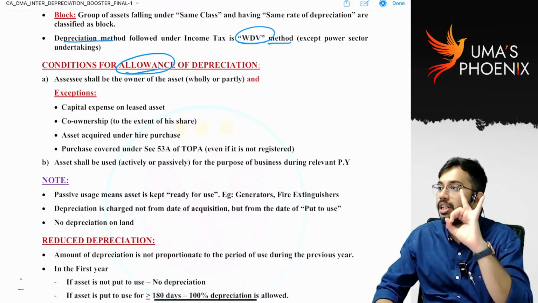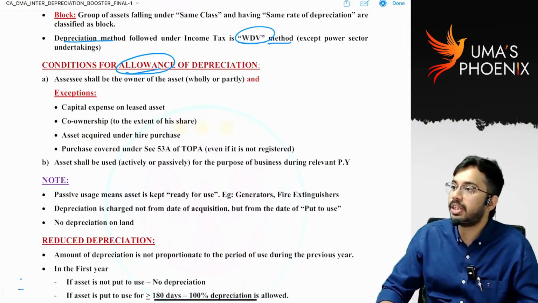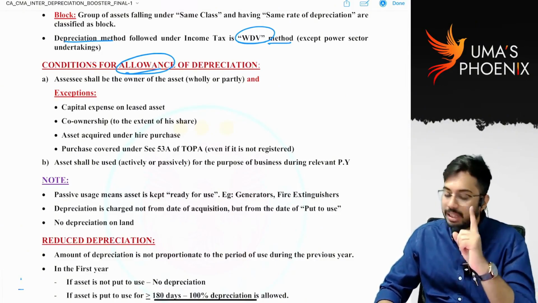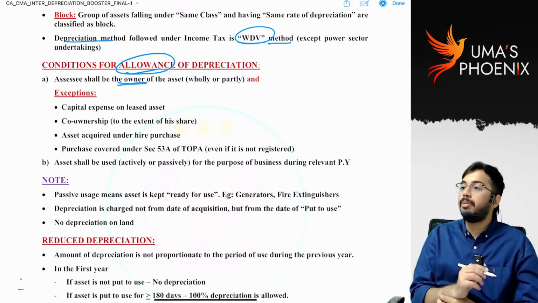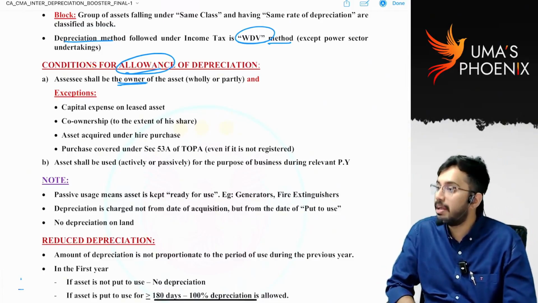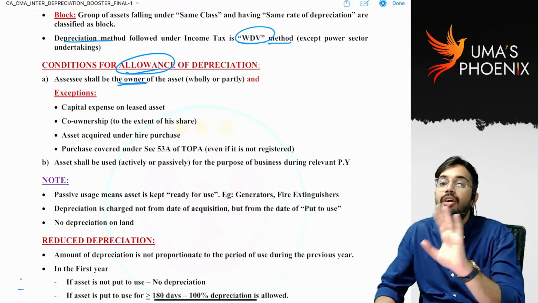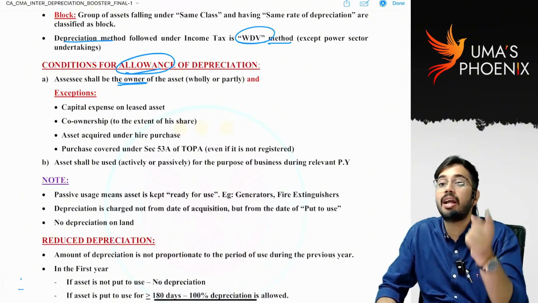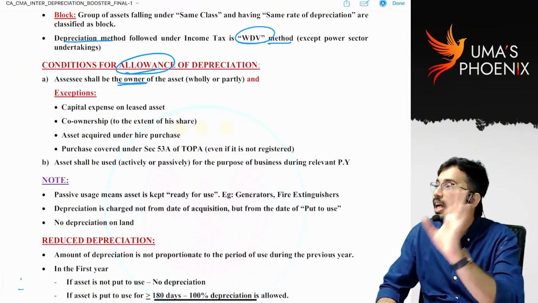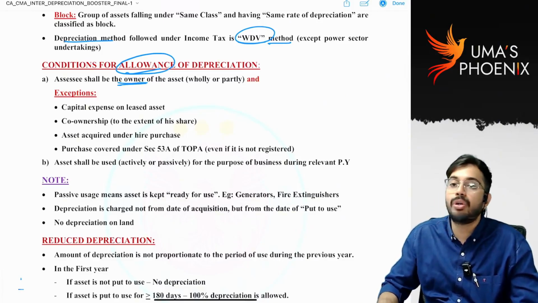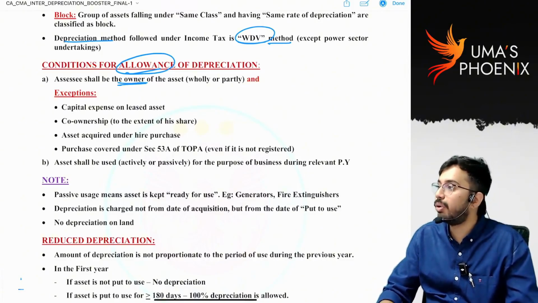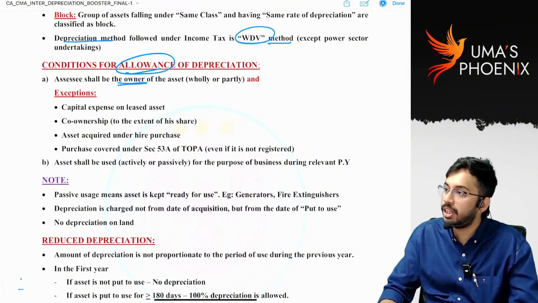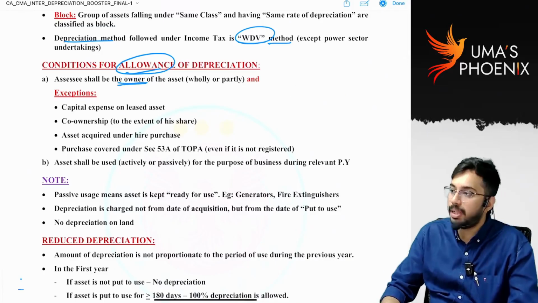Only if these two conditions are satisfied, then only depreciation is allowed as deduction. First condition, SSE shall be the owner of the asset. That means only the owner of the asset can claim depreciation, the tenant cannot claim depreciation. Lessor can claim depreciation, lessee cannot claim depreciation. So to claim depreciation, SSE should be the owner of the asset. Only the owner of the asset can claim depreciation, the tenant cannot.